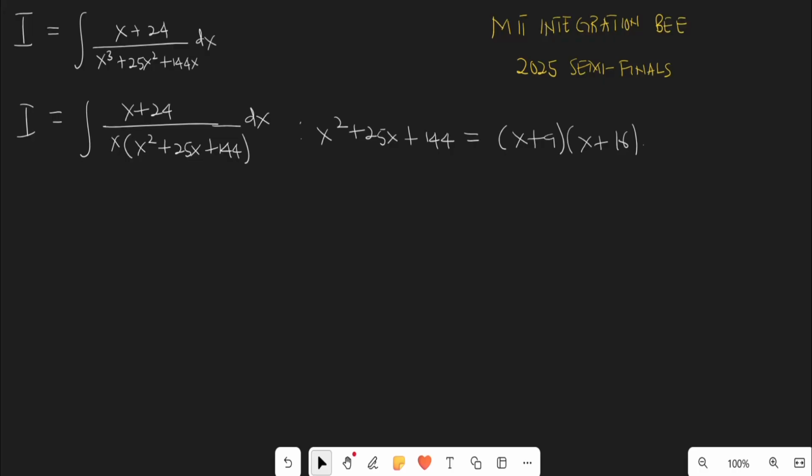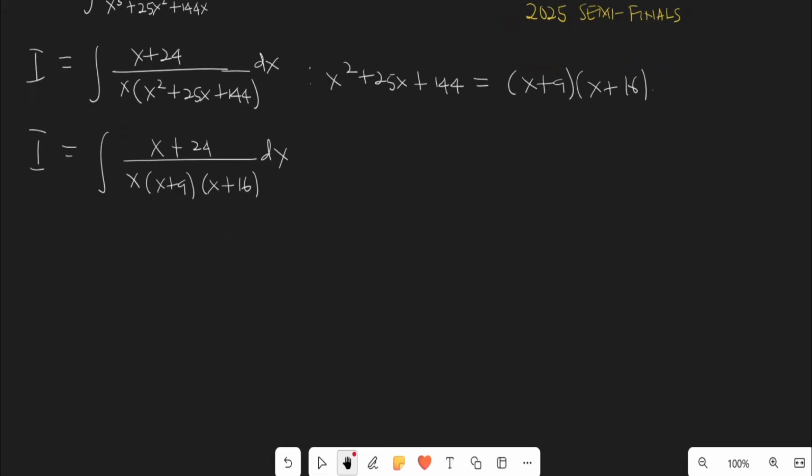So this one will give you this one, right? That is how this one can be solved. That is, the roots are 9 and 16. So we can replace that in our integral. So the integral of x plus 24 divided by x times x plus 9 and then x plus 16, like this dx, right?